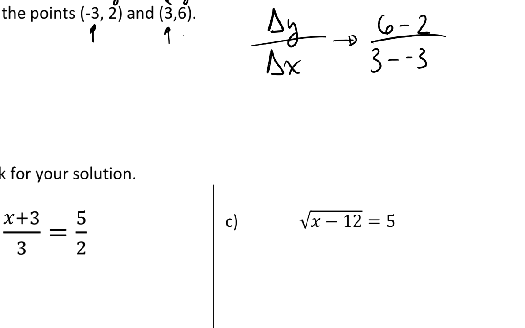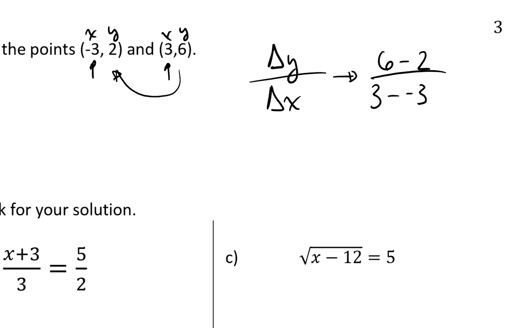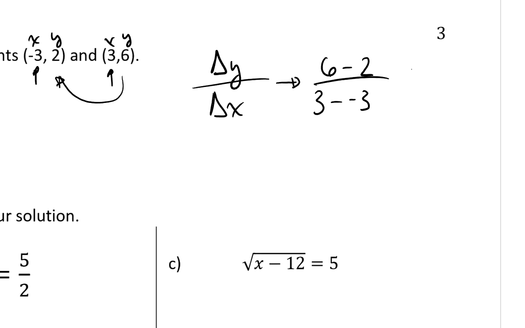Notice that I'm moving from the second point to the first point each time. So I've got 6 minus 2 and then 3 minus negative 3. It's important to keep that order correct, or else you'll end up with the wrong sign of the slope. My numerator is just the number 4 and my denominator is 3 minus negative 3, which is 6, and that slope reduces to 2/3. So m, the slope of my line, is 2/3.